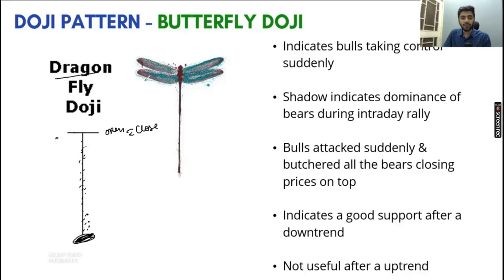This is the top bar, the real body. This is the body, and this is the complete shadow. So this is not exactly open and close being the same, but it's okay if it is somewhere here also, it is fine. The psychology remains the same, that more and more buyers came. So this indicates that the bulls are taking control suddenly.